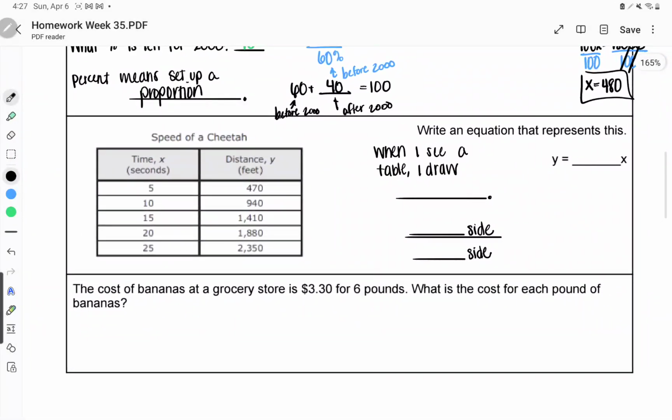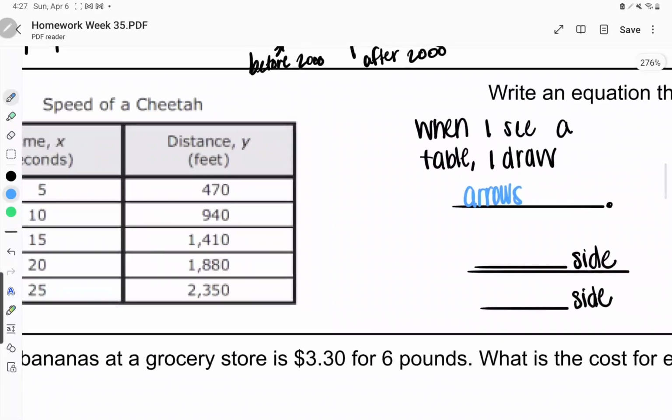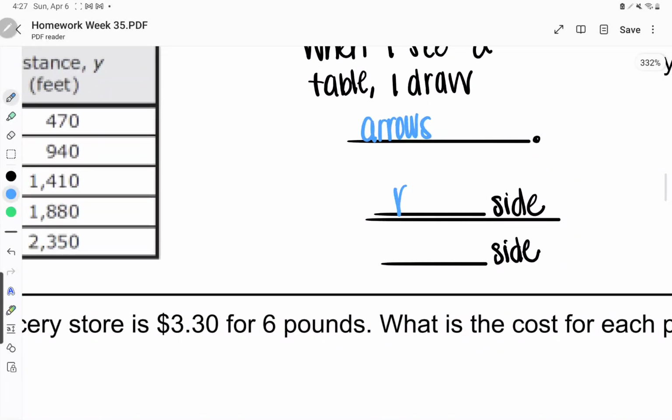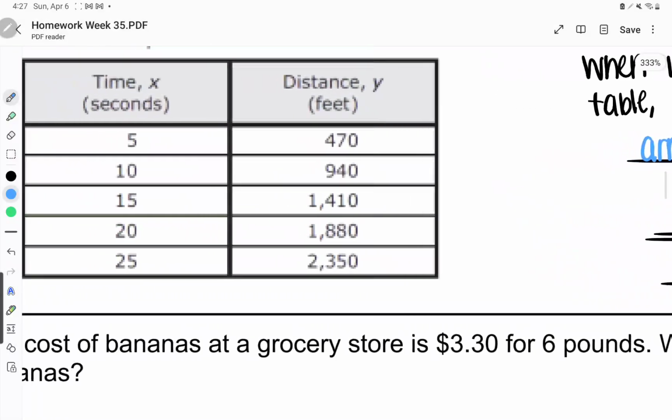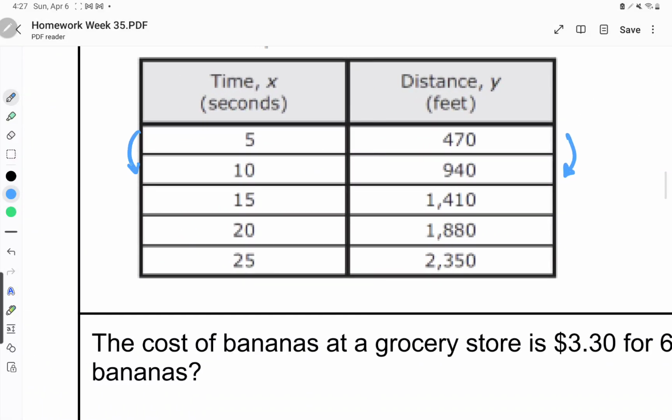Right, this one says, write an equation that represents this table right here. Now, when we see a table, we draw arrows. And when I have an equation coming from a table, I do what side divided by what side? Right side divided by left side. So let's draw our arrows. I'm going to go from here to here, and then I'll go from here to here.